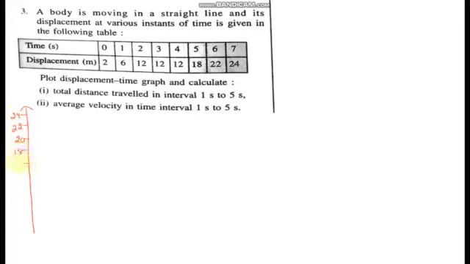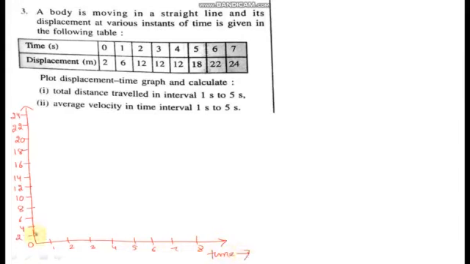20, 16, 12, 10, 8, 6, 4, then 2, and this is 0. This is 1, 2, 3, 4, 5, 6, 7, 8 seconds. So time we have taken on the x-axis, displacement here. Let us plot the points.